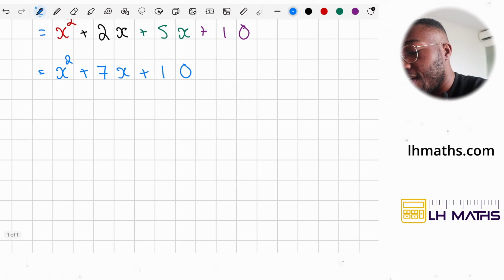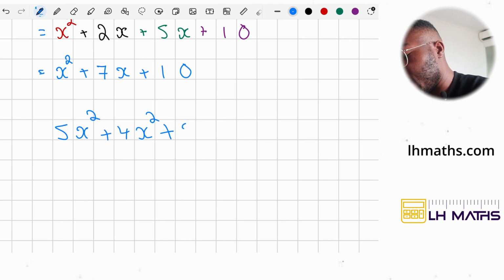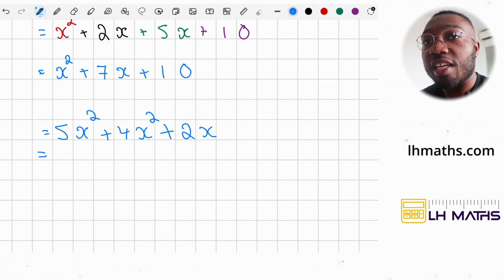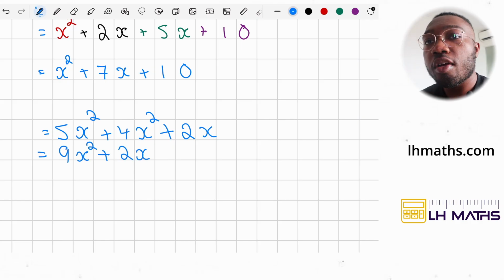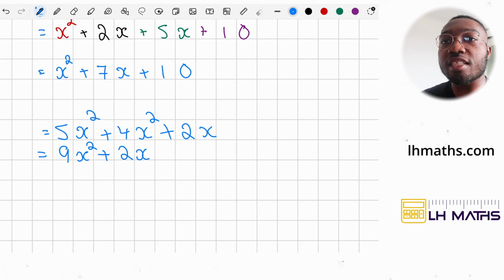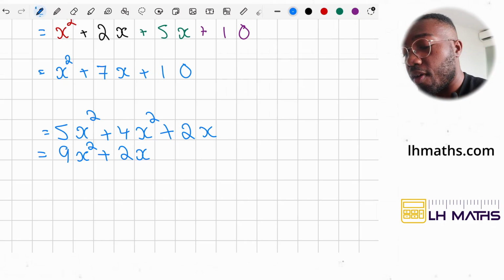The same thing could be said if we have something like, let's say 5x squared plus 4x squared plus 2x, for example. Then again, we could join these two together because they both have x squared. So that would be 9x squared plus 2x, okay? So if they have that same x value, if they both just have x or they have x squared, you can join them together and simplify it down.